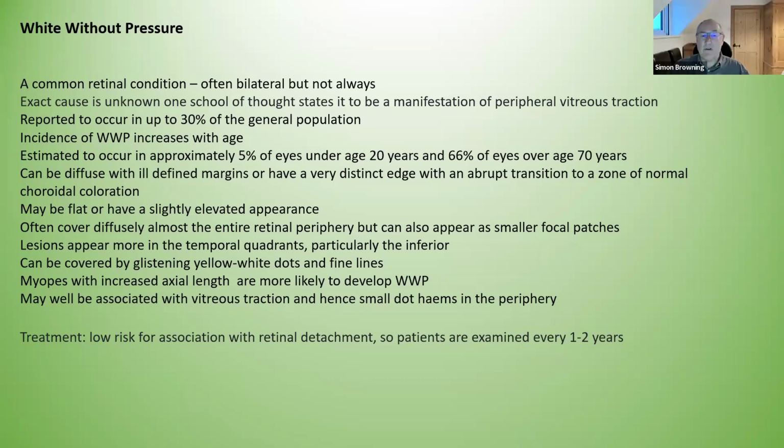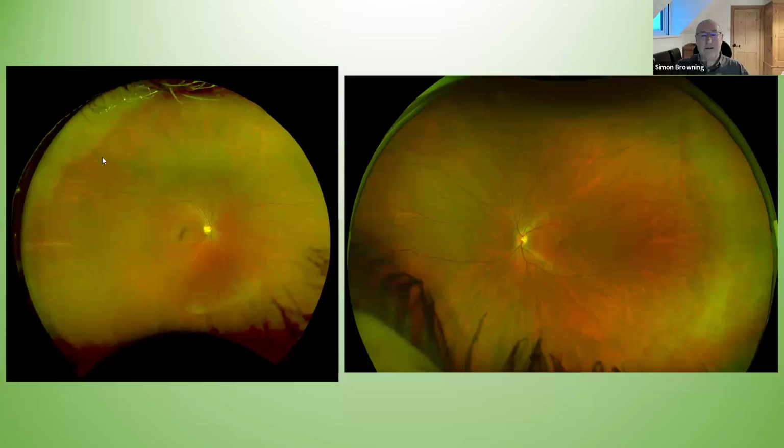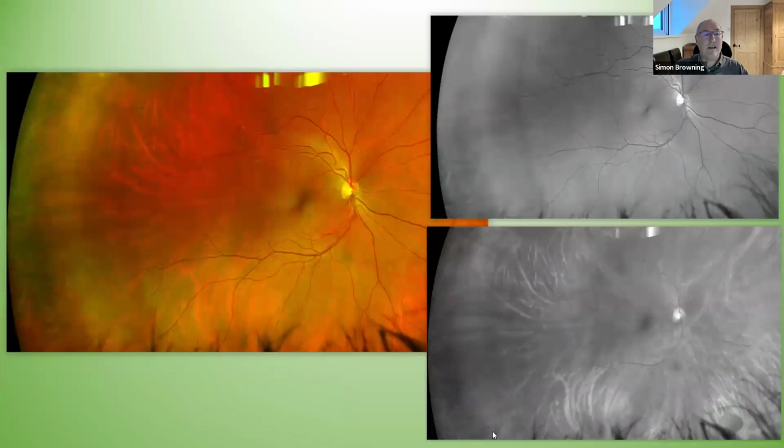It can cover diffusely the whole of the retinal periphery. You can have little white dots on it. And again, your myopes with increased axial length are going to develop it much, much sooner. And as I've said in previous lectures, I could show you 1,000,001 of these. They're all different shapes. And the important thing is to look at the red channel to ensure there's no fluid underneath there. We can see the choroidal vessels. So that's all looking nice and clear.